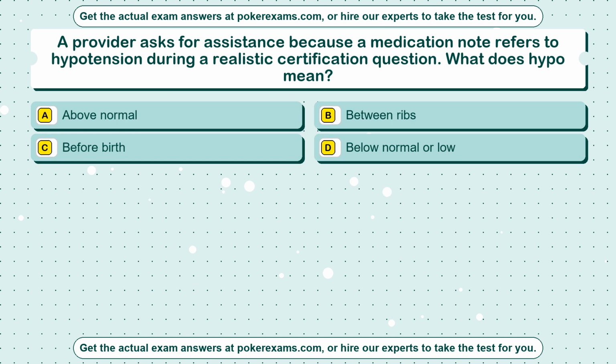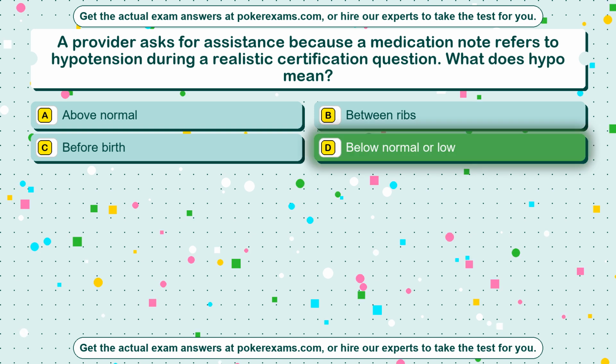Question 50. A provider asks for assistance because a medication note refers to hypotension during a realistic certification question. What does hypo mean? Option A. Above normal. Option B. Between ribs. Option C. Before birth. Option D. Below normal or low. The correct answer is option D.